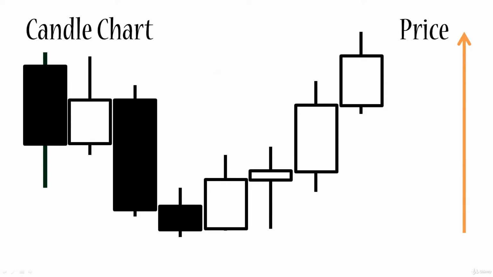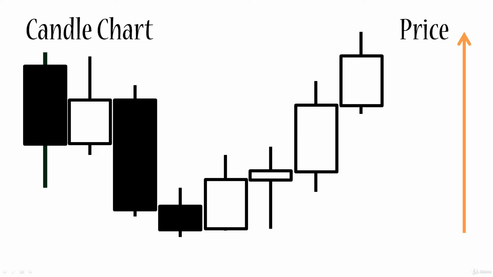Instead of vertical bars and horizontal dashes, we've got these rectangles with lines sticking out of them at the top, at the bottom, and some of the rectangles are hollow and some of them are filled. In essence, this chart carries the same information, it's just visually represented differently. First thing that we can notice is that because of these vertical lines, some of the rectangles actually do look like candles, and that's why it's called a candle chart.